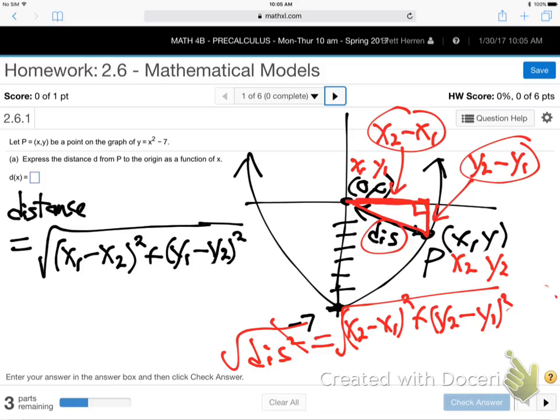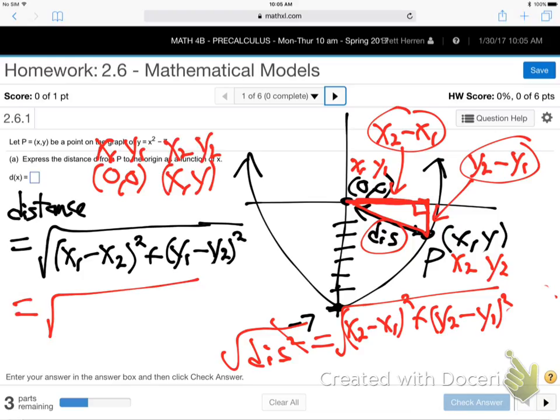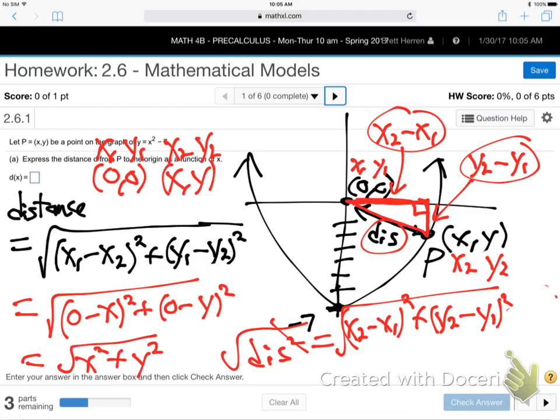So now let's just plug in our points. One of them is (0, 0). The other one we're just calling (x, y). It doesn't matter which one you call (x1, y1) and which one (x2, y2). I'll say you're (x1, y1), you're (x2, y2). So what do we have? 0 minus x, squared, plus 0 minus y, squared. That's just a fancy way to say the root of x squared plus y squared, right? You with me?